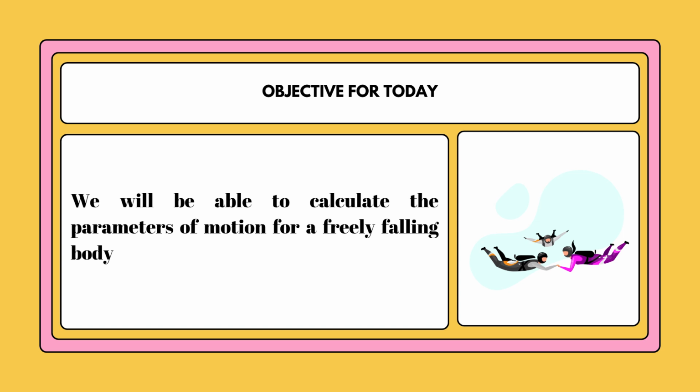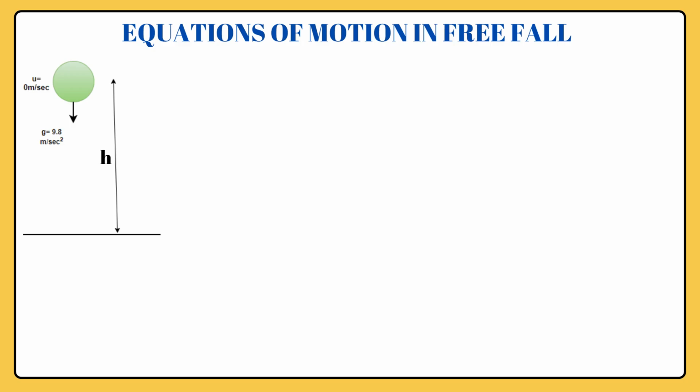In this video, we will learn how to calculate the parameters of motion for a freely falling body. Let us consider an object as shown in this figure. It is located at a height h above the surface. It is initially at rest, so its initial velocity u is 0. When this object is released, it will start falling down in free fall.